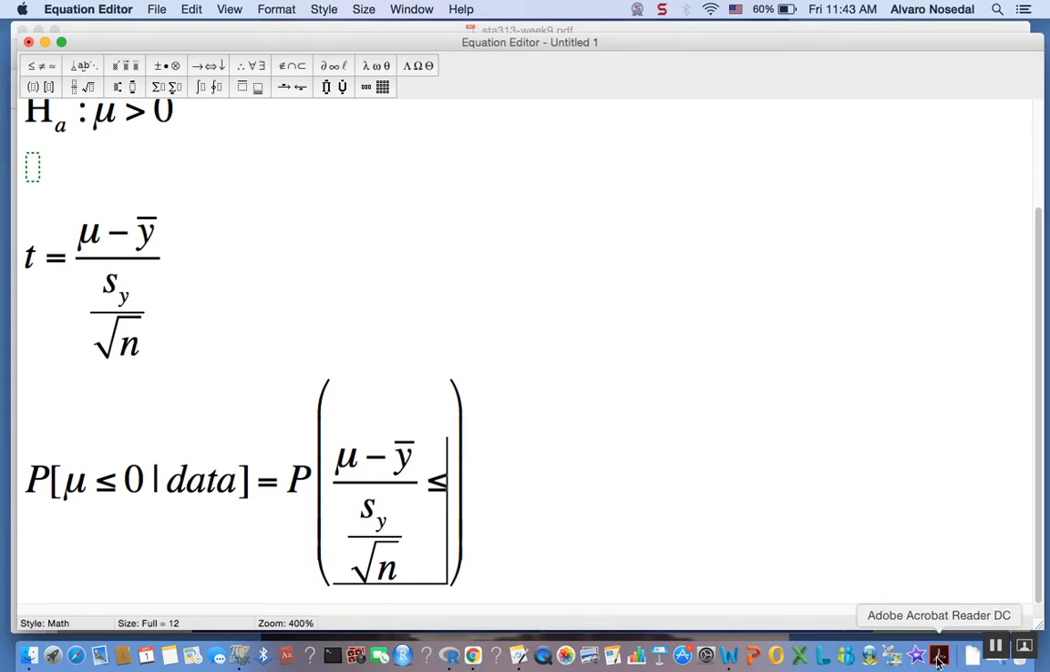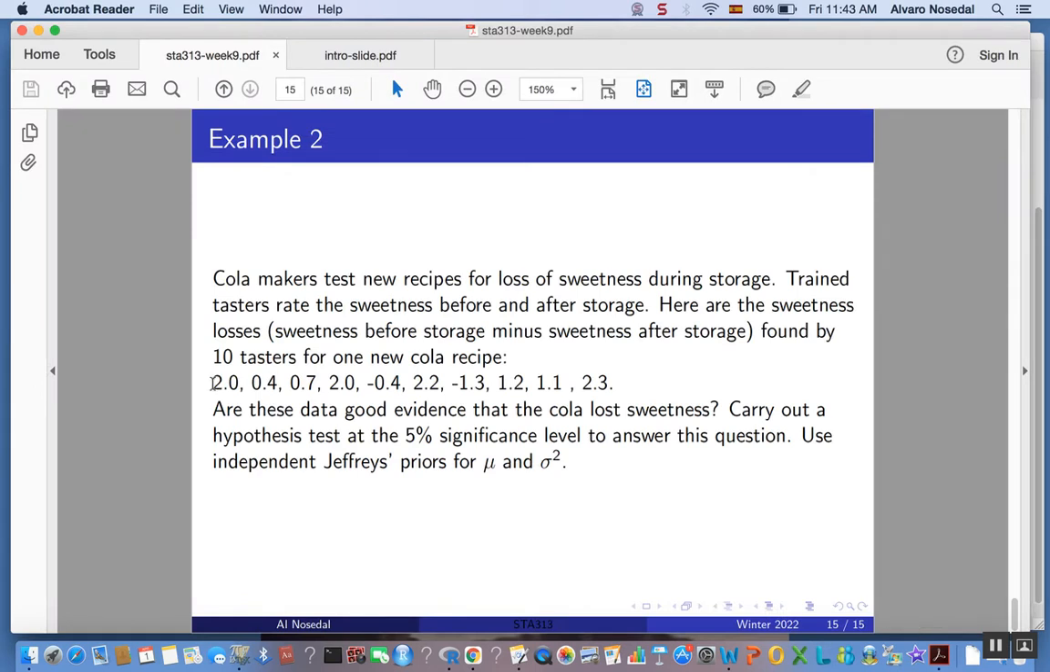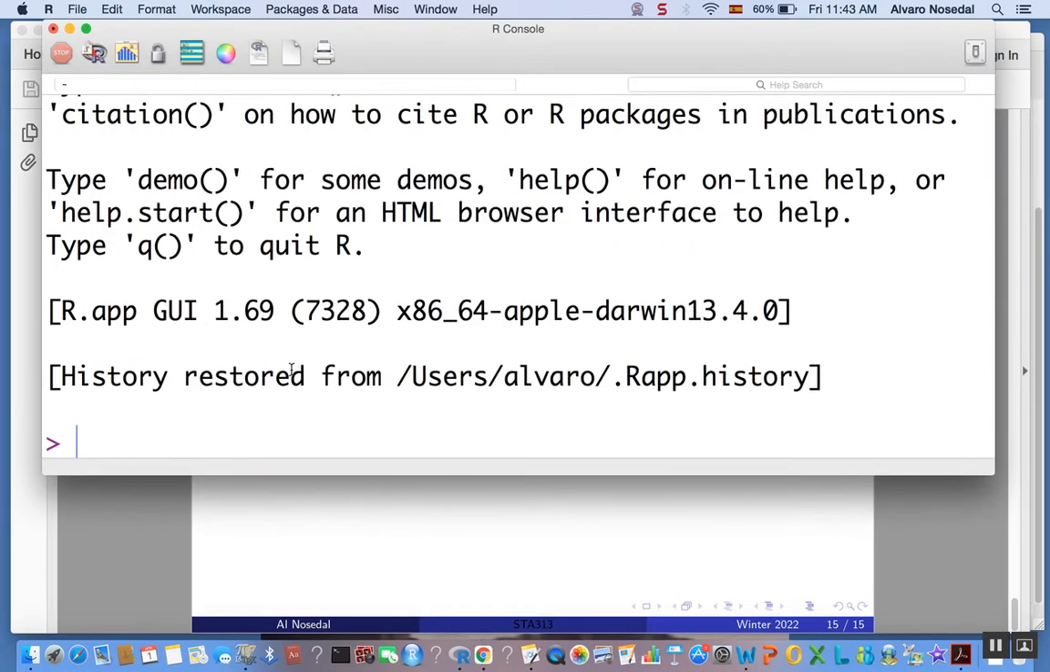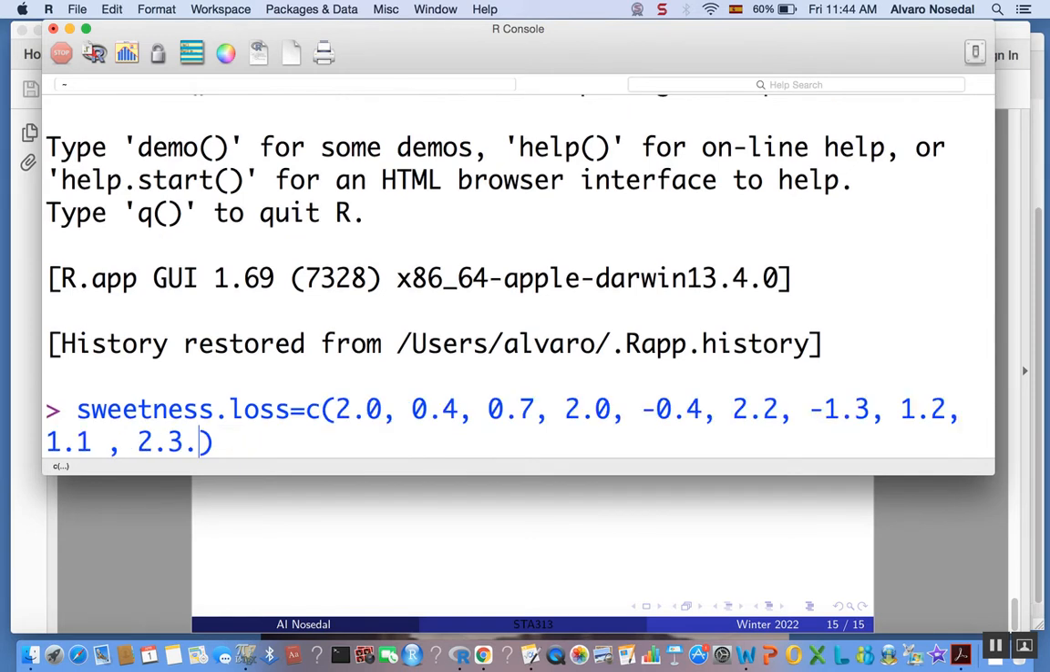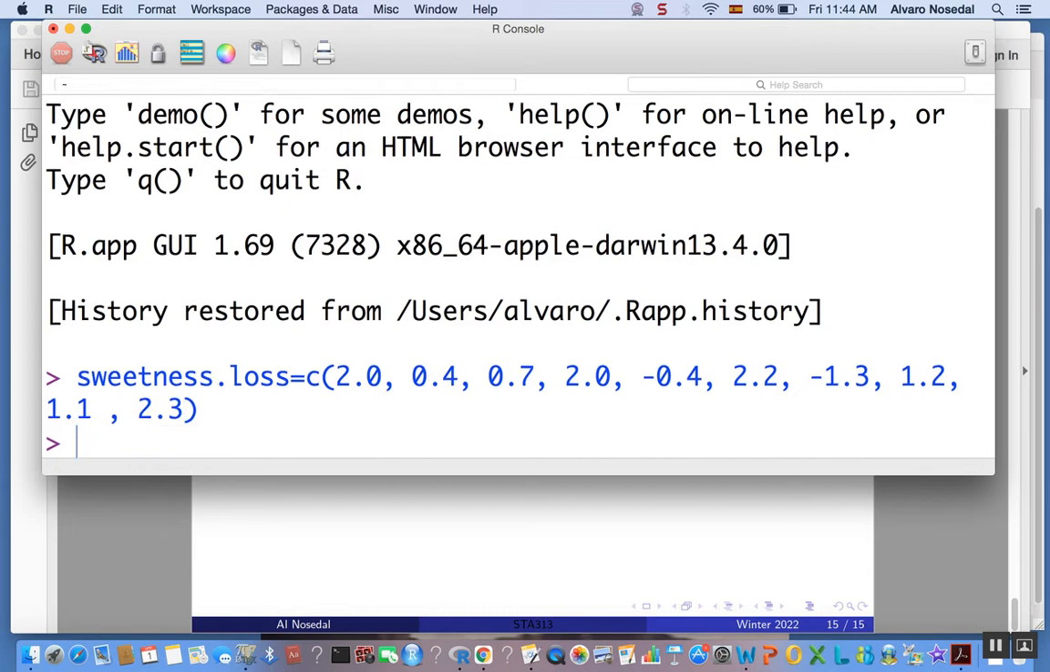So first let me go back here. Let me see if I can copy paste this. Let me call it sweetness loss. We don't want this one here. Okay, just to check that everything is fine.